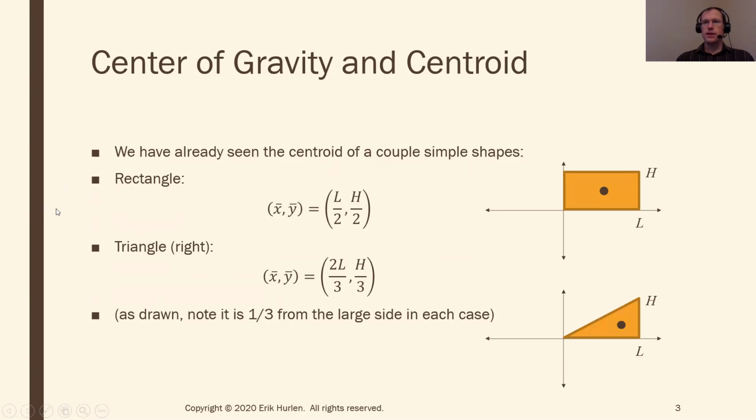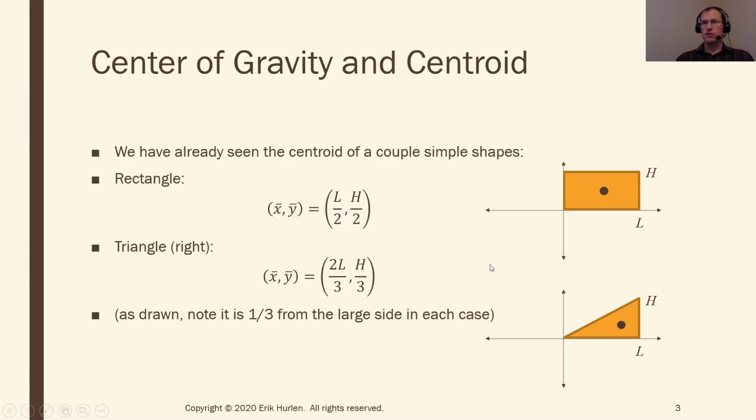So again, we've already seen two of these. We've seen rectangles and triangles. And so for the rectangle, centroid or center of mass is right in the middle. In this kind of coordinate system I laid out here with the rectangle over there, I have center L over 2 in the x direction, center H over 2 in the y direction. So there's my centroid for the rectangle.